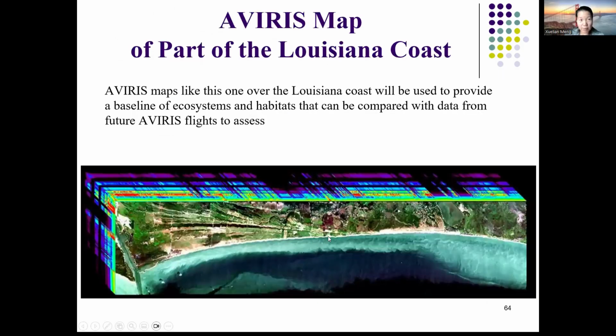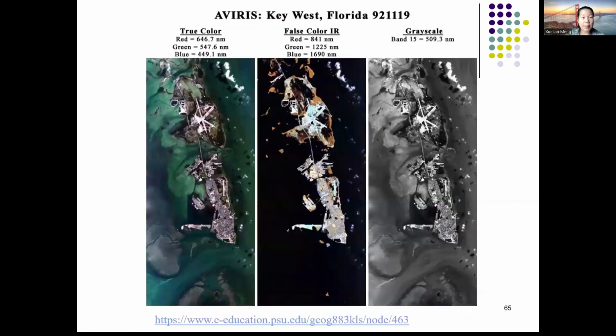And this is an example of how an AVIRIS map may look for the Louisiana coast. And this is a further application example for Key West. So this is how true color may look. False color will look like this because of heavy absorption in the near infrared. So the land versus water boundary is very clear in this image. And then this grayscale image is band 15. You can see that the texture in the shallow water is very enhanced in this image.